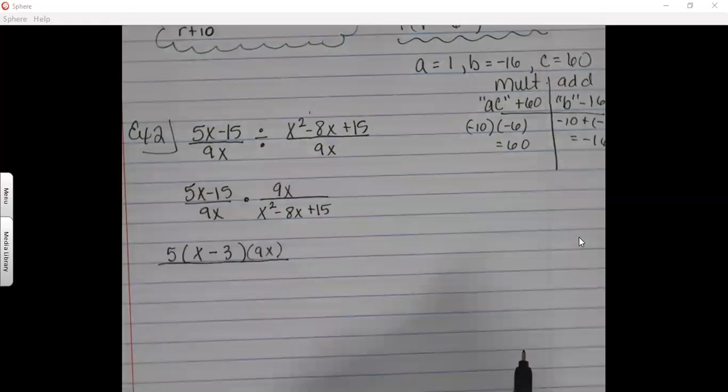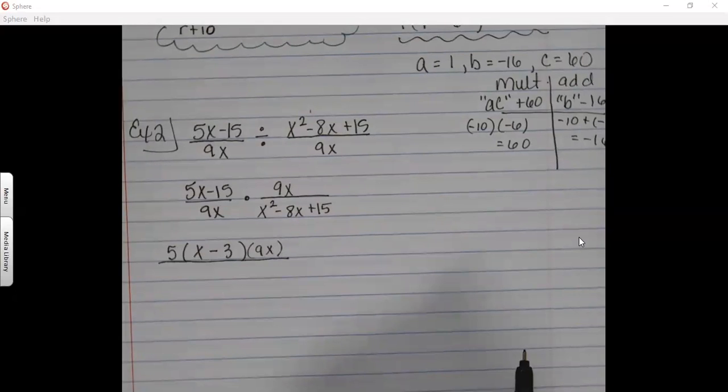And the denominator of 9x, well, it's a monomial. I mean, I could factor that to 3 times x, but it's not necessary. x squared minus 8x plus 15. Okay, that's a quadratic. I'm going to do that over on the side. We know that a is 1, b is negative 8, and c is positive 15.